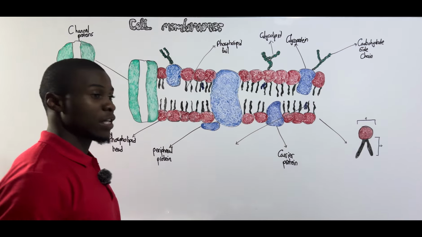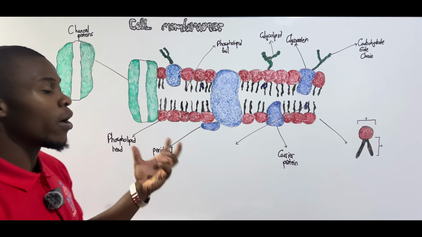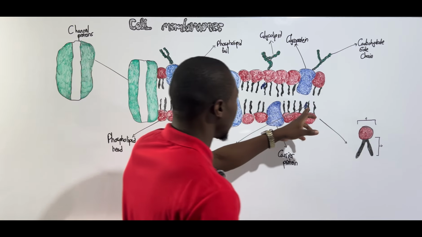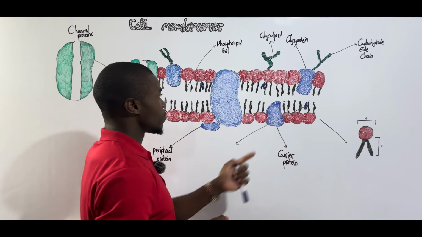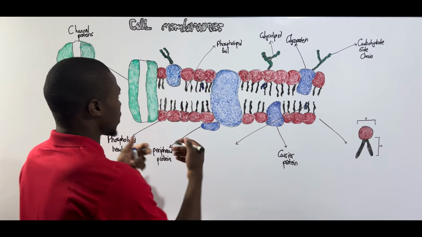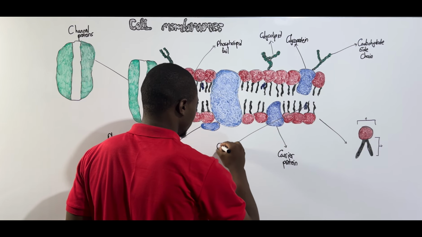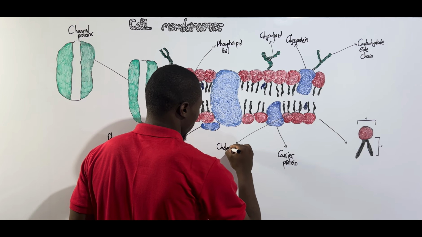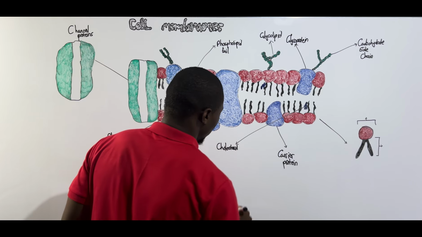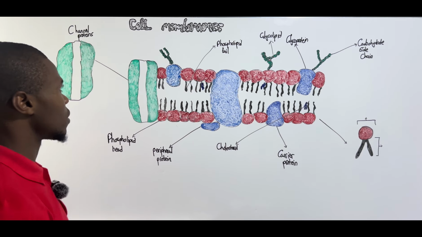Both carrier proteins and channel proteins are involved in transport. We will explain in more detail how they're involved in transport. Again, we have these small blue embeddings that are found in between. These are called cholesterol. We are also going to mention the functions of cholesterol.